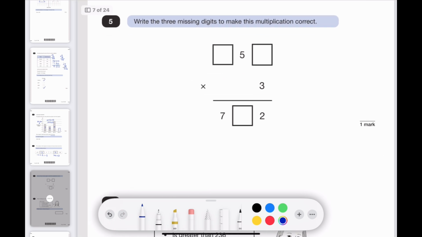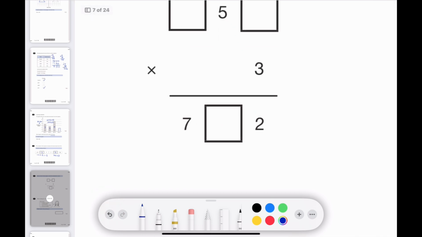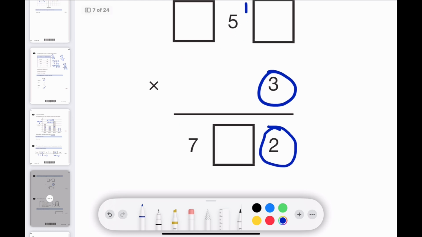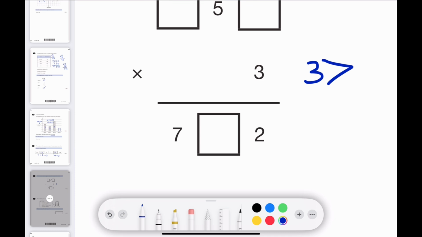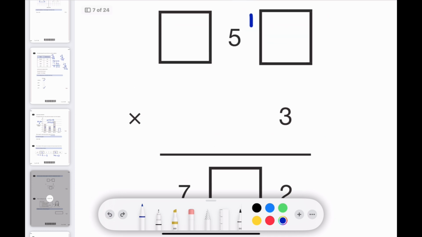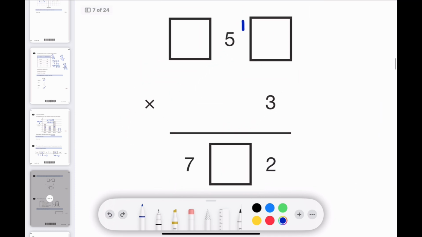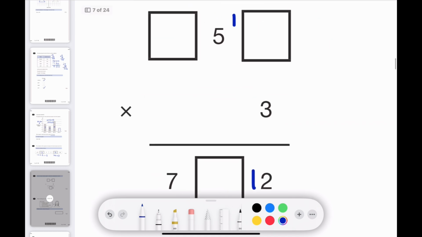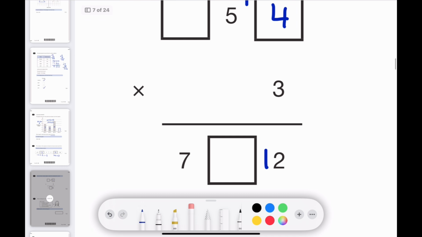Question 5. Write the 3 missing digits to make this multiplication correct. So we know that they've carried a 1 over because there's a 3 here in the answer, and there's a number under here which is 2, and 3 is greater than 2. So they must have carried 1 over. So if they carried a 1 over, then this would have been a 12. And 12 divided by 3 equals 4. So our missing number here is 4.